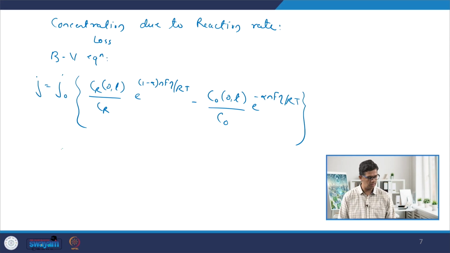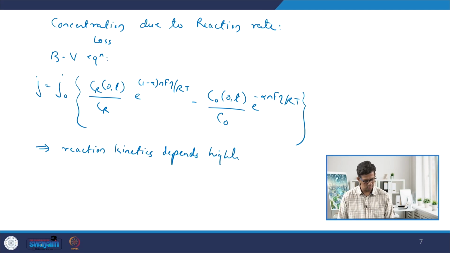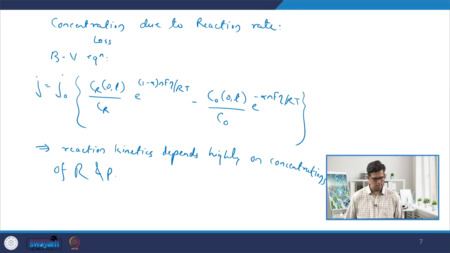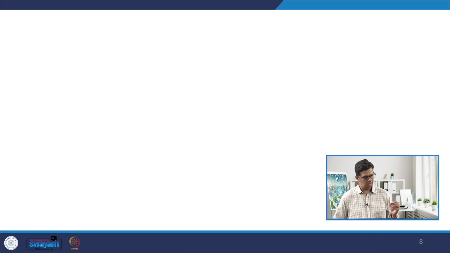So let me write these words. Reaction kinetics depends highly on concentrations of reactants and the products.